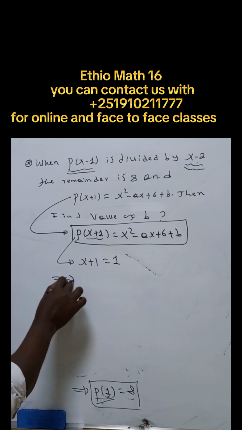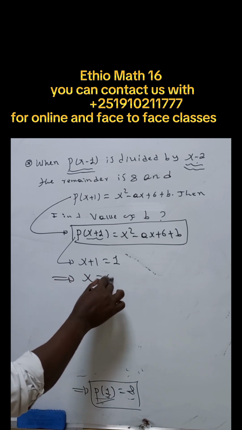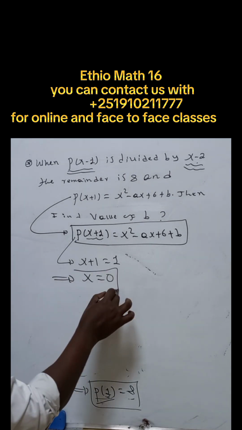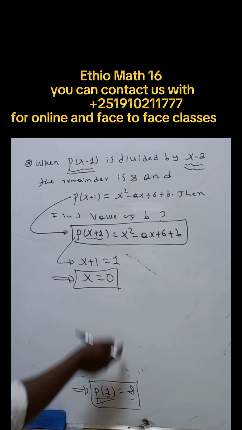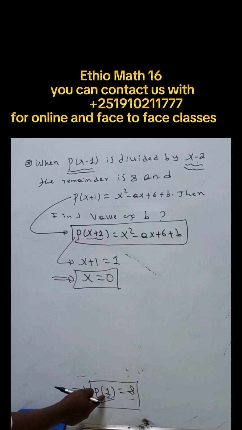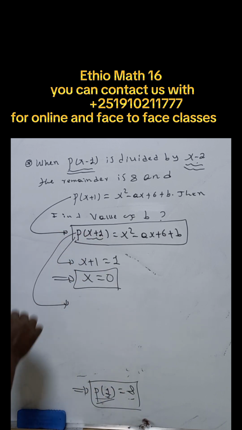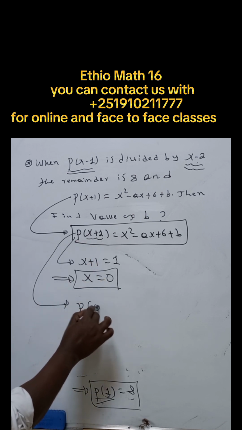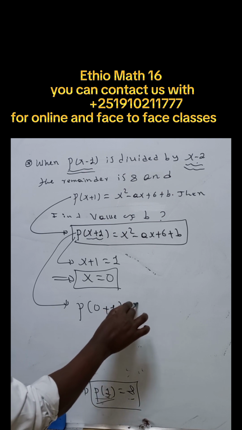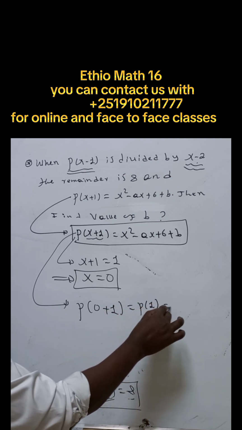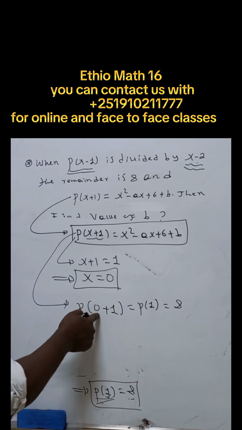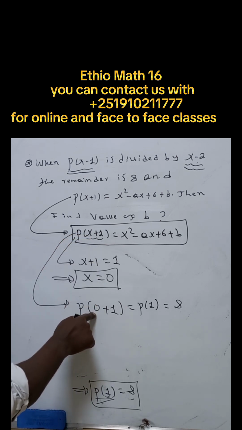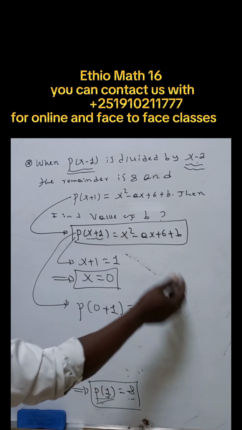So this implies that x is equal to 0. That means for x equal to 0, P of x plus 1 will be P of 1. Let's come back again here. When we plug 0 here, we have 0 plus 1, which is perfectly P of 1, which is perfectly 8. Since I have plugged 0 in place of x, again I have to plug 0 here, because these are the same.